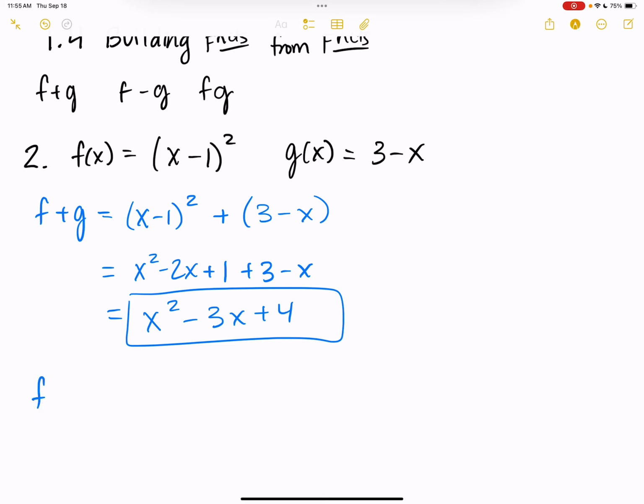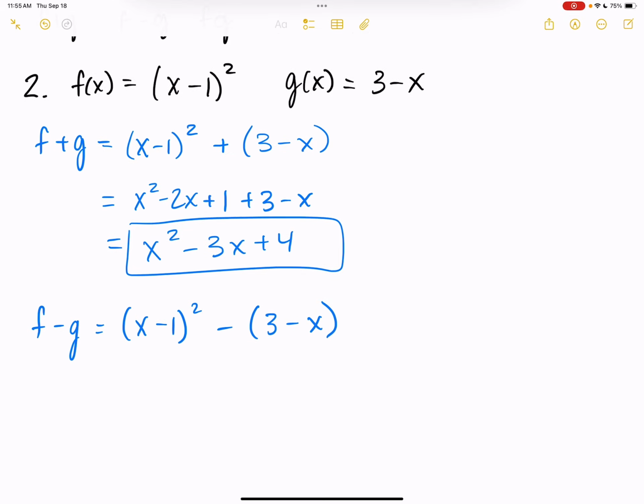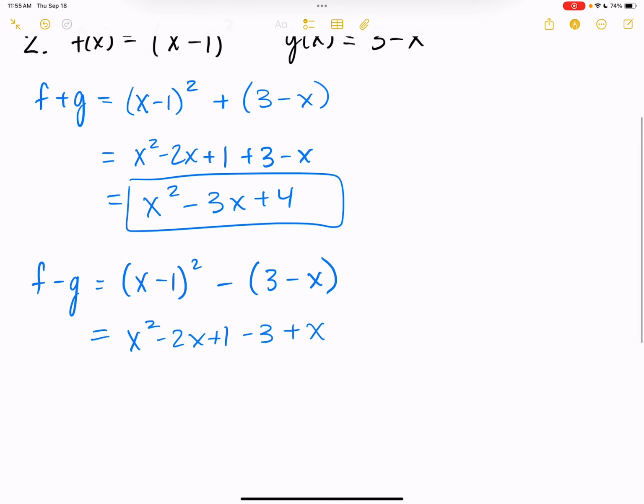All right, the next one is f minus g. So it's (x minus 1) squared minus, this is where you need to really watch your signs, (3 minus x) here. So you either need to go ahead when you write this and write it as minus 3 plus x, or you need to write it like I did with a minus and then a parentheses for the stuff that's being subtracted. Either way is fine. So we've already found the perfect square trinomial, so I'm just going to write it down again. X squared minus 2x plus 1. Then I've got minus 3 plus x this time. So I've got x squared minus x minus 2, and that's our f minus g.